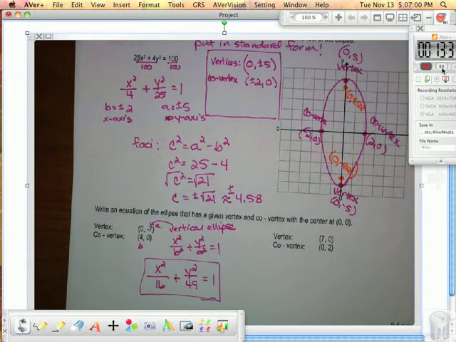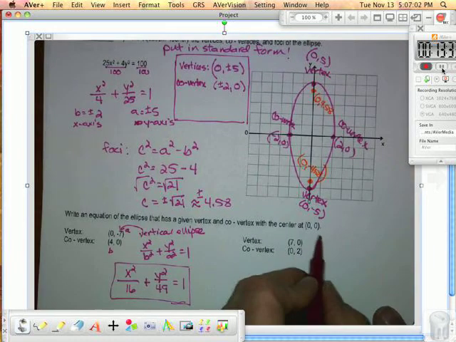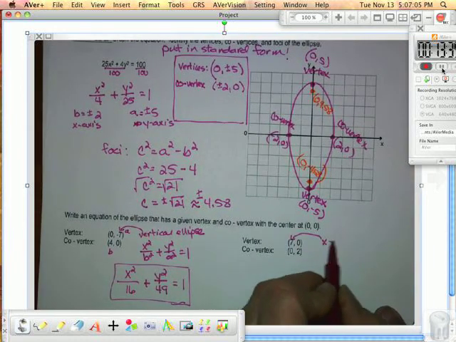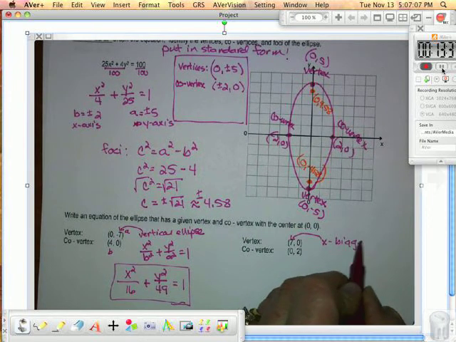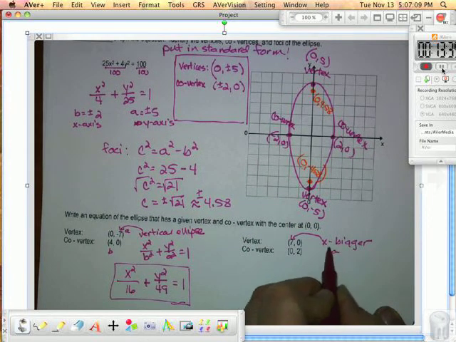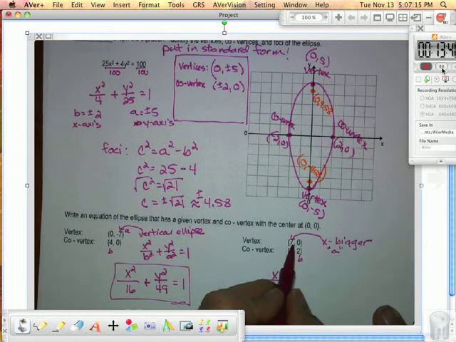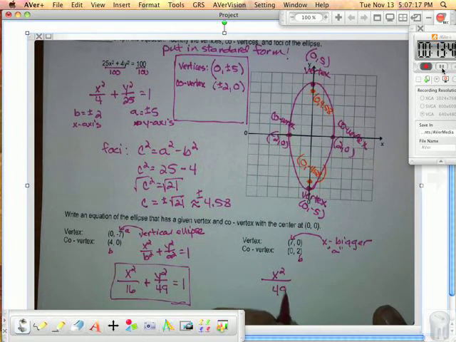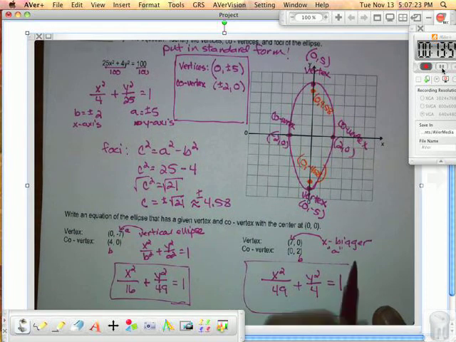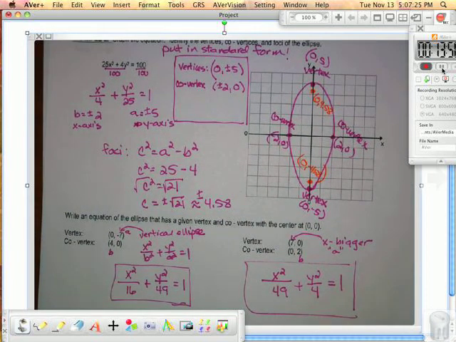Same thing here. X is the bigger number. So that's going to be my A, and this is my B. And you're going to set it up as this is your A, so you've got to square it. That's x squared over 49 plus y squared over 4 equals 1. And you're done. Easy peasy. Okay, turn the page.